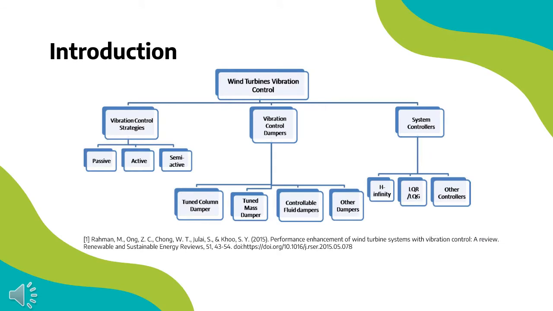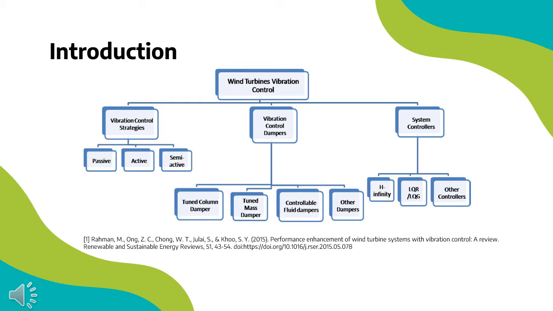Vibration control in wind turbines can be organized into three categories: control strategies, control dampers, and system controllers, as seen in the chart. All of these control methods work together to mitigate vibrations. There are three vibration control strategies: passive, active, and semi-active. The goal of these control methods is to maximize the performance of wind turbine energy generation by minimizing the vibrations of the wind turbine drivetrain and tower.